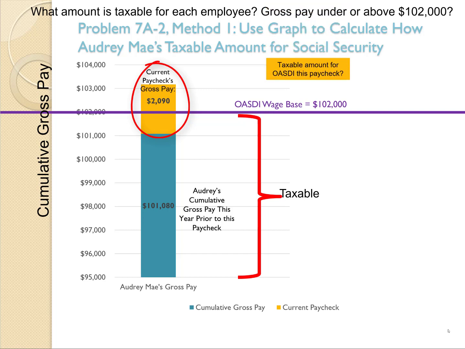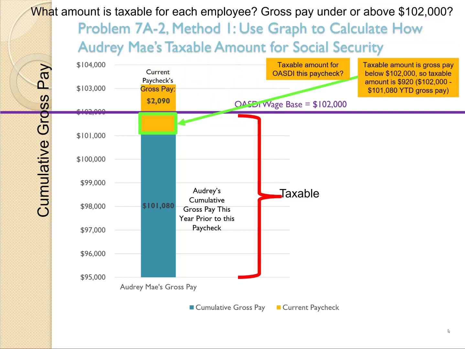So how much of the $2,090 is taxable? Any of it? All of it? Part of it? Well, remember, it's the part of this gross pay that's below $102,000. So we have to calculate how much of this $2,090 check is going to be taxable. How much of that is under the $102,000 limit? We've got to do some math. So the portion in green is the part that's taxable.